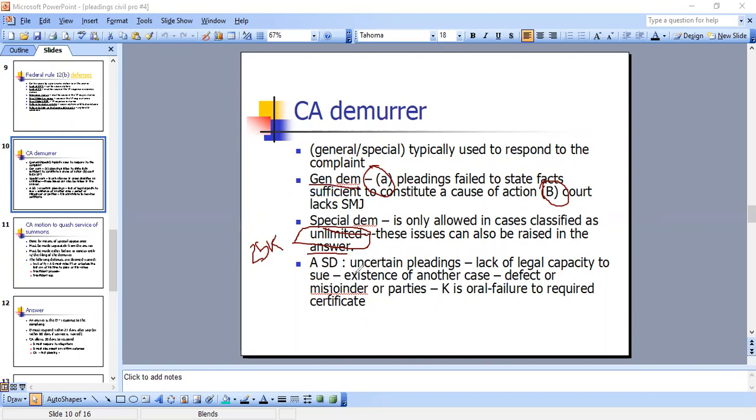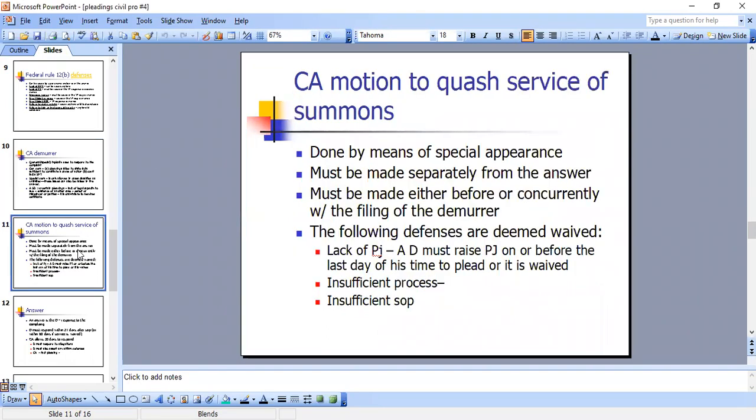A special demurrer on certain pleadings: lack of legal capacity to sue, existence of another case, defect or misjoinder of parties, contract is oral, failure to require certificate. Okay, so this is California. California's motion to quash service of summons is done by means of special appearance, must be made separately from the answer, and must be made either before or concurrently with the filing of the demurrer. The following defenses are deemed waived: lack of PJ, insufficient process, and insufficient service of process.